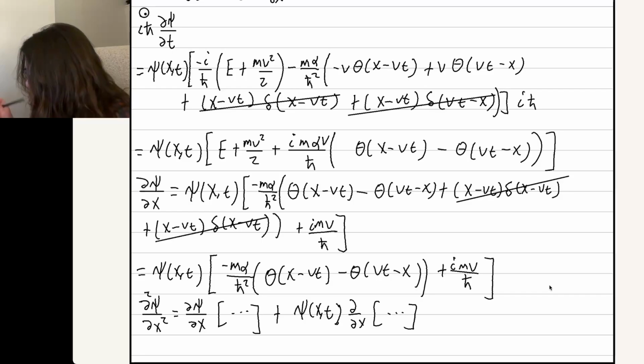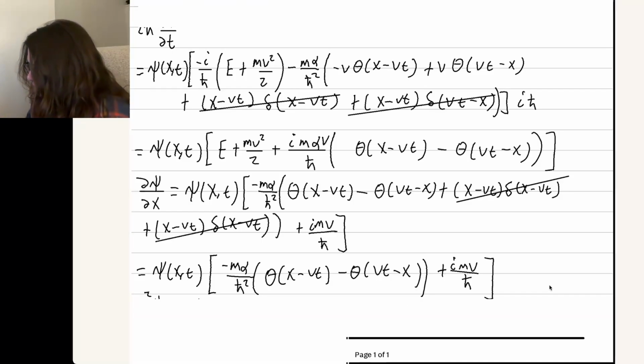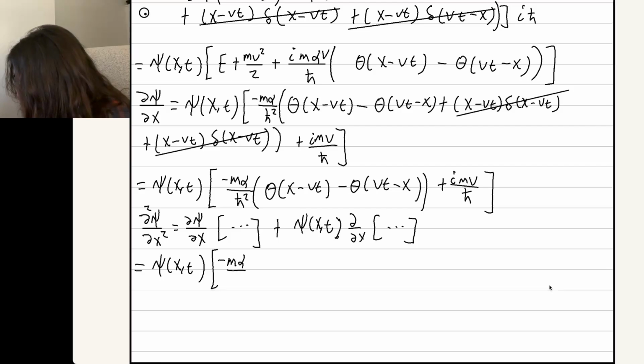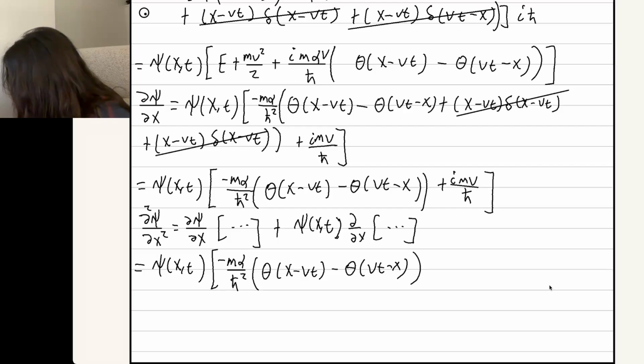Right? Looks like we got a psi of x and t times the junk in the brackets squared. So let's write that out. Theta of x minus vt minus theta of vt minus x plus imv over h bar, all squared.